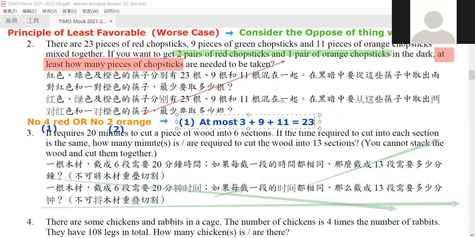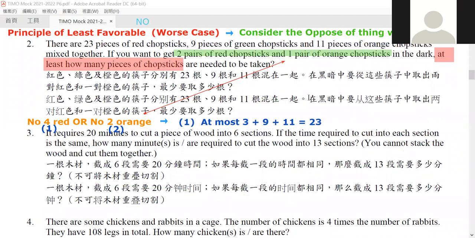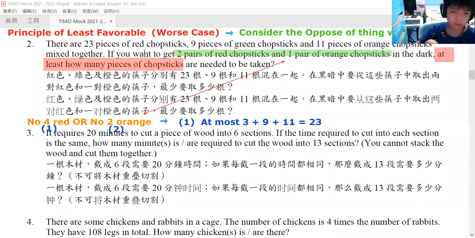Now again, excuse me, please do not draw on the screen unless I ask you to. Okay. This is the first condition.